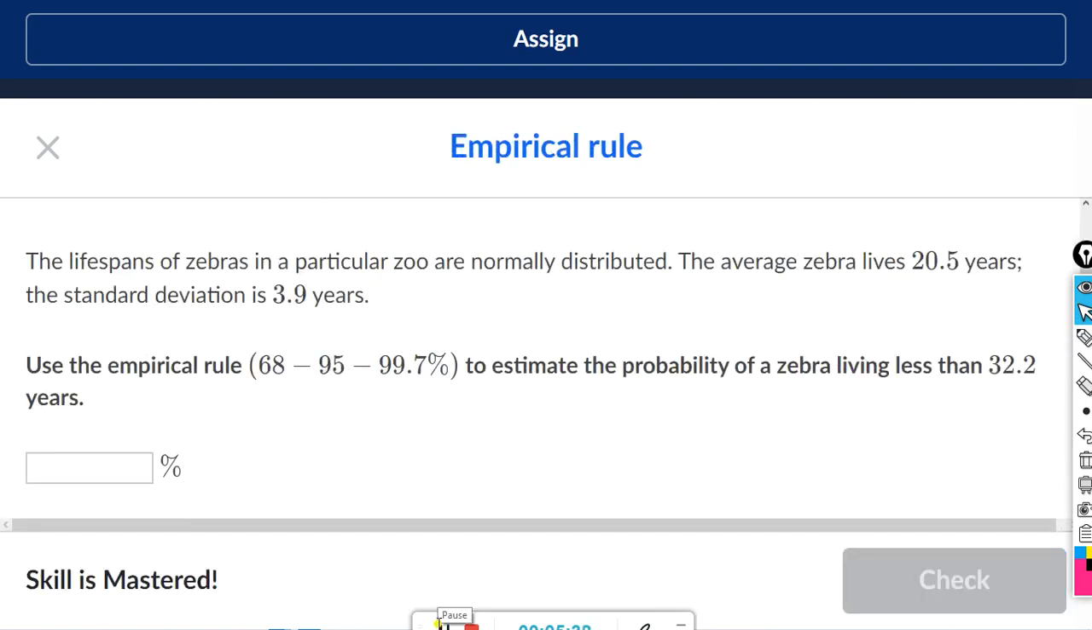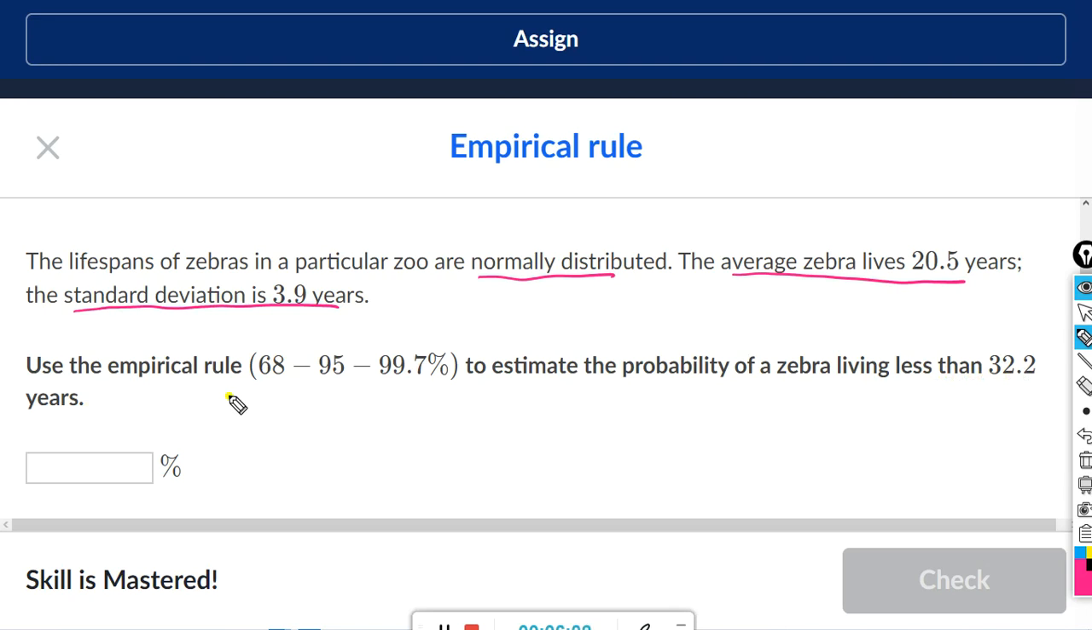So, on to the assignment. The lifespans of zebras in a zoo are normally distributed. The average zebra lives 20.5 years. That's your mean, and the standard deviation is 3.9. Use the empirical rule to estimate the probability of a zebra living less than 32.2 years.